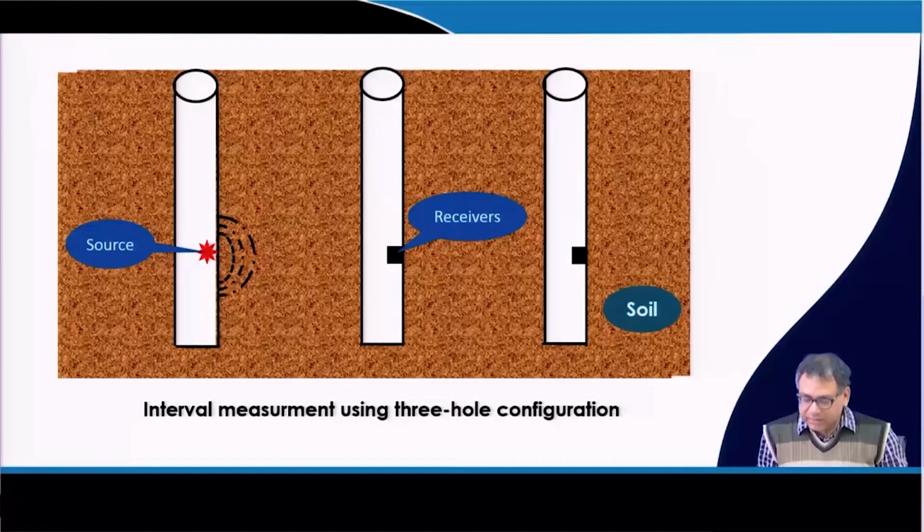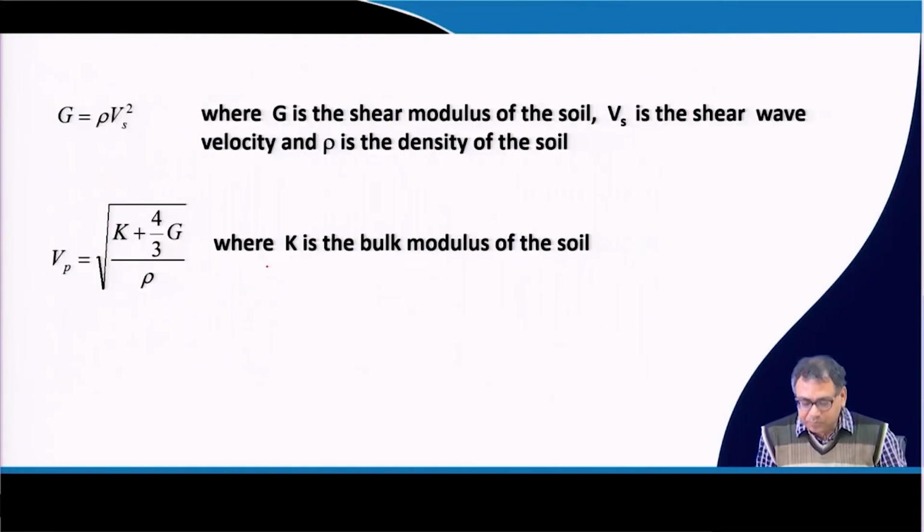Now, you can go for the three borehole case also, that means one source and two receivers. With one borehole, there is a possibility of more error, so that we can reduce, and then we will get the soil property.